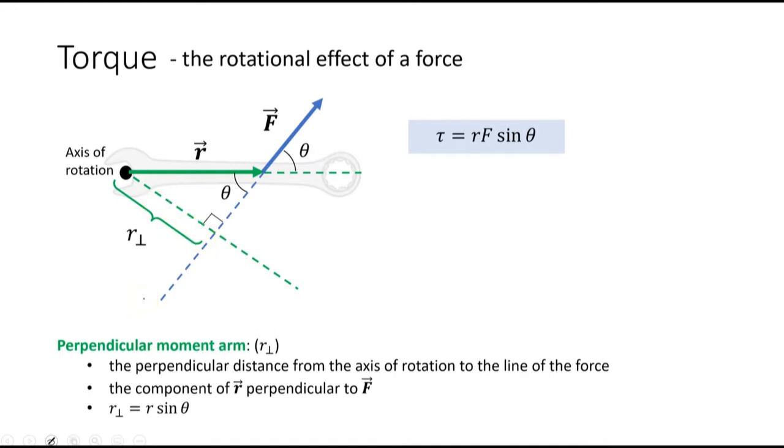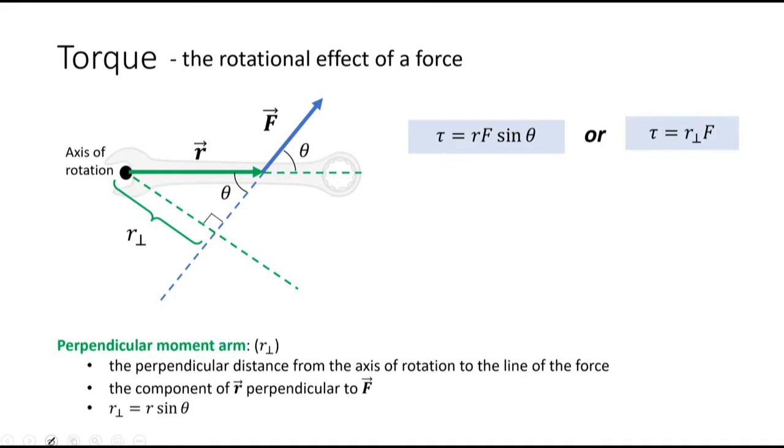Okay, so in that case, if you look at that green line, you can see that it is the opposite to the angle theta that's drawn in here. And so what that means is that sine theta is equal to R perp divided by R, the hypotenuse, or rearranging, R perp is equal to R sine theta. Then we recognize that we also have R sine theta in our torque equation here. And so we could rearrange and say that the torque is really just equal to that perpendicular lever arm multiplied by the force F.